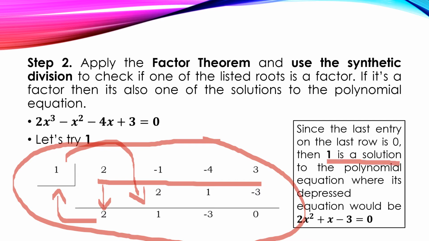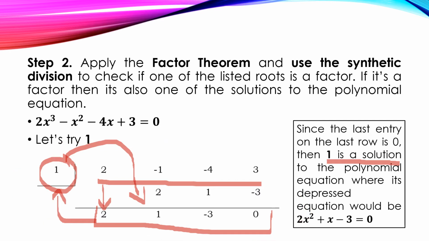So, pwede natin sabihin na yung 1 is one of the solutions, kasi nakakuha tayo ng remainder na 0. Okay? And then, after natin makuha yung first solution natin, gagamitin naman natin ngayon itong mga numbers na to continue the process. So the depressed equation now is 2x squared plus x minus 3. Dito siya galing sa quotient natin nung tayo ay nag-synthetic division.